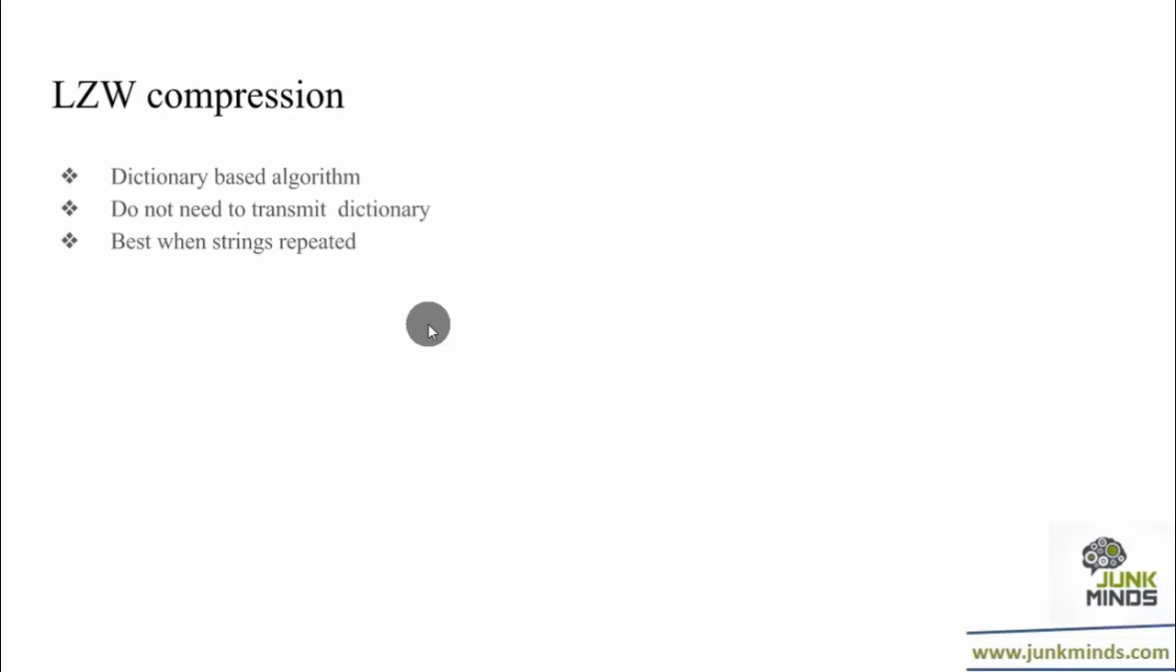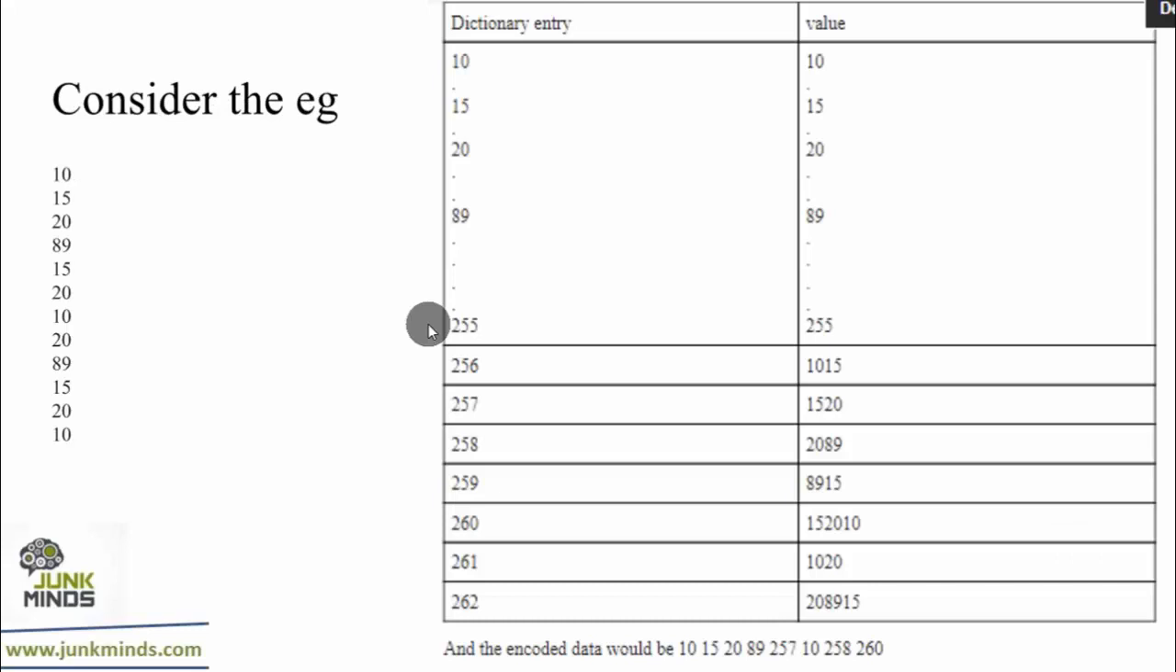LZW compression. LZW is a dictionary-based algorithm. Unlike other algorithms that need to send the dictionary along with the data to the decoder unit, this algorithm doesn't need to send it, which means the dictionary is created at the decoder side from the data itself. How does it happen? It has a pre-built dictionary from 0 to 255, which means the dictionary entries 0 to 255 have corresponding values 0 to 255.